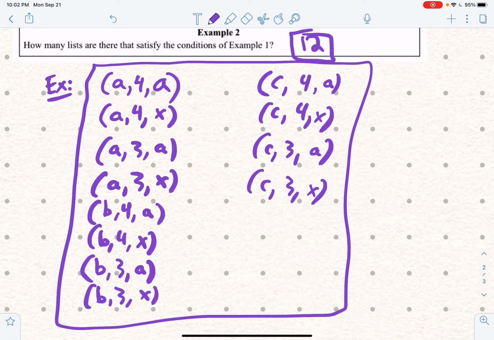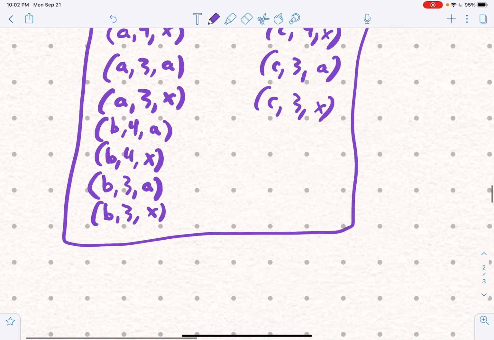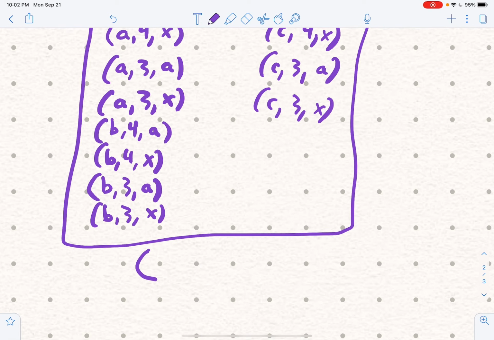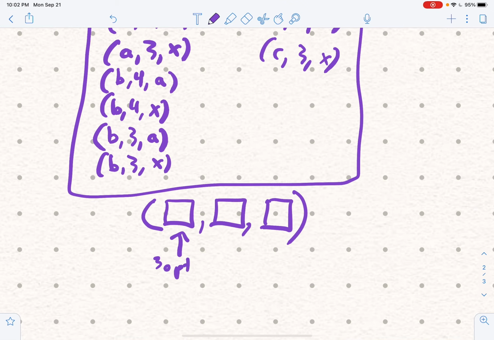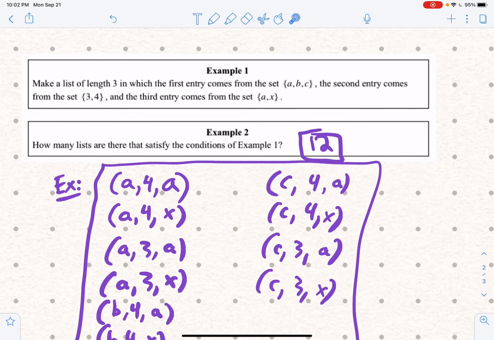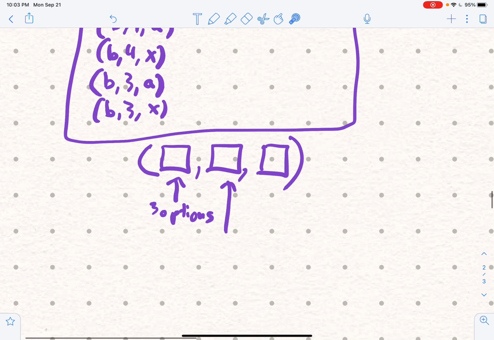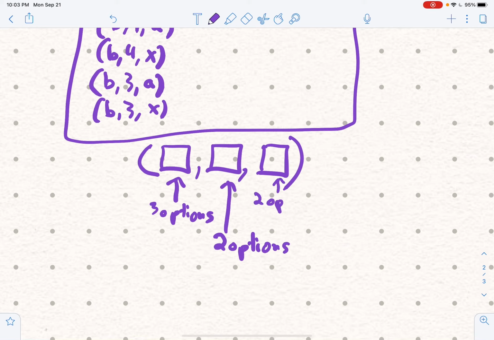If you think about building lists, this particular list, we knew we were building a list which had 3 entries. I'm just going to put blank squares in for now. 3 entries in it, and this first entry was being taken from a set with 3 elements, so there were 3 options for this one. In the second place, they were coming from this set here, 3, 4, which has 2 options in it. And the third one was coming from another set with 2 options in it.